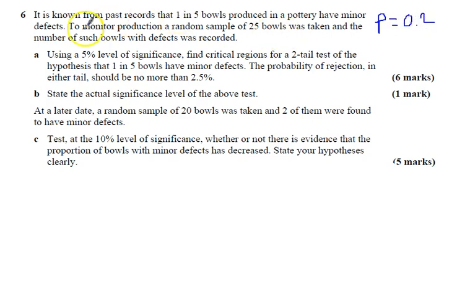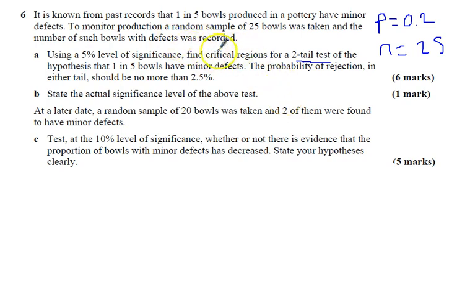That's 1 in 5. For monitor production, a random sample of 25 bowls was taken. So that's the sample, that's n, isn't it? That's the number of trials. You trialed 25 bowls, and the number of such bowls with defects was recorded, and that'll be the x value. Using a 5% level of significance, find critical regions for a two-tailed test. So it tells us it's a two-tailed test.